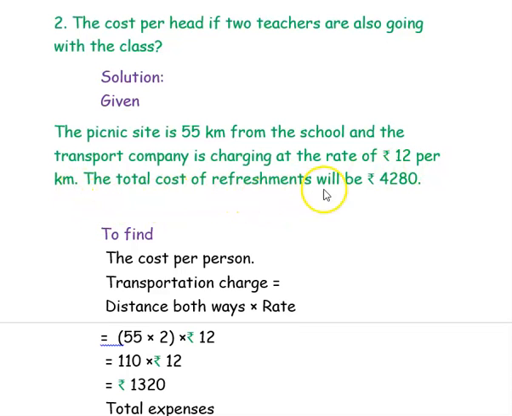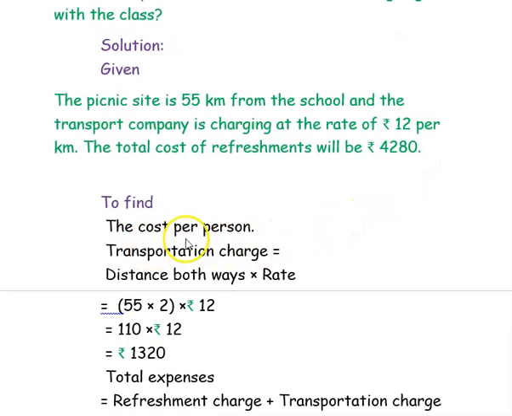The total cost of refreshments will be rupees 4,280. So, now what we want to find? The cost per person, that is the cost of one person. So now let us see how to find this.